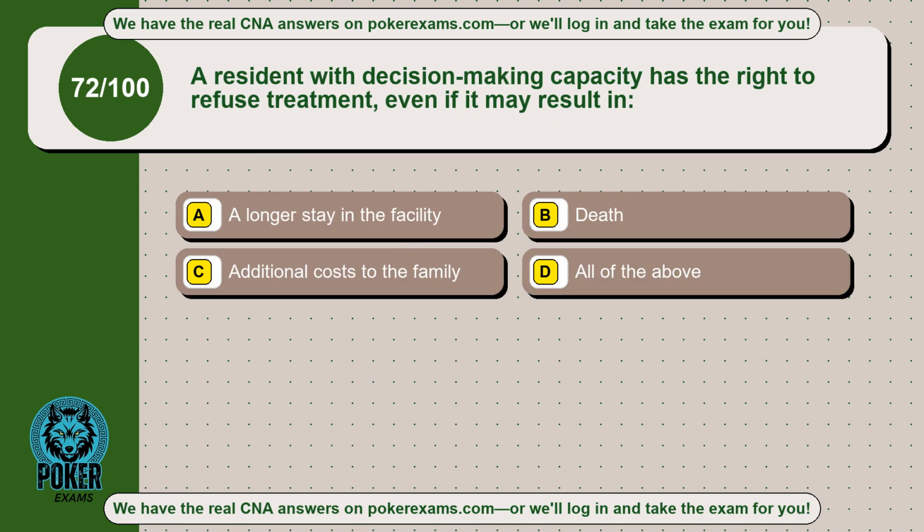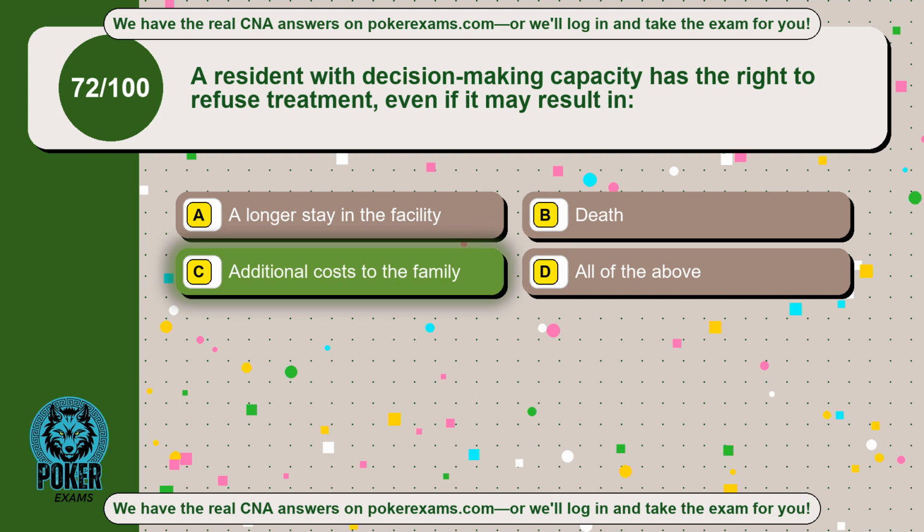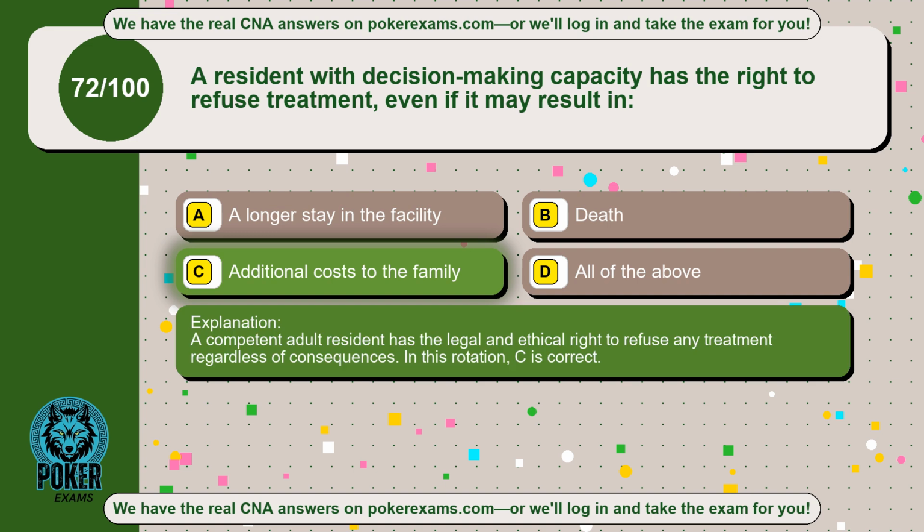Question 72. A resident with decision-making capacity has the right to refuse treatment, even if it may result in Option A, longer stay in the facility. Option B, death. Option C, additional costs to the family. Option D, all of the above. The correct answer is option C, additional costs to the family. A competent adult resident has the legal and ethical right to refuse any treatment regardless of consequences. In this rotation, C is correct.